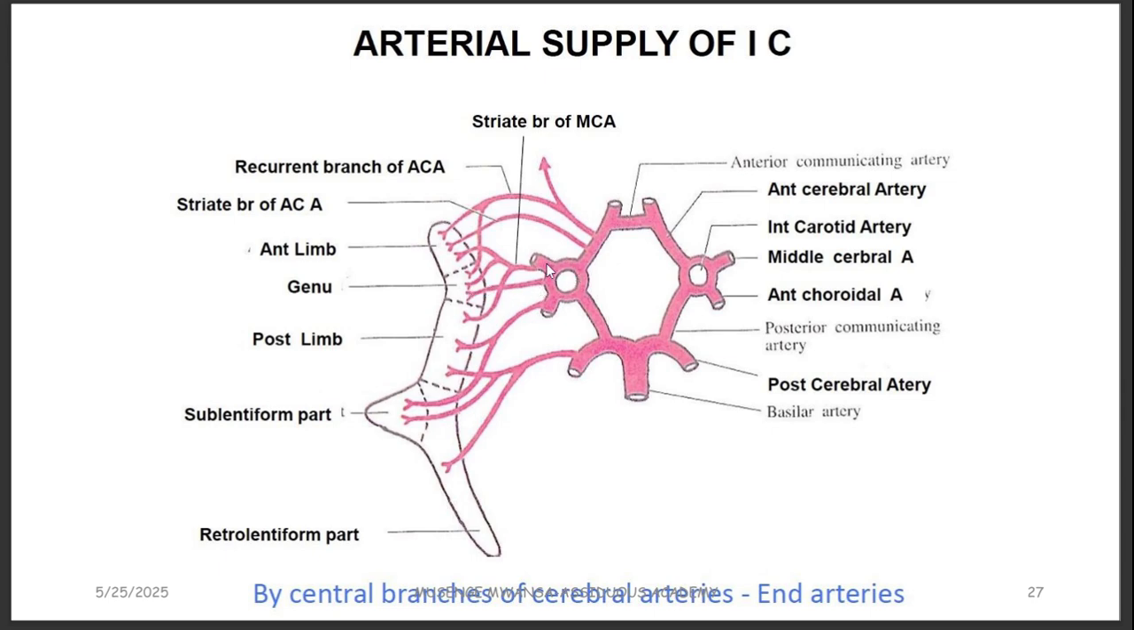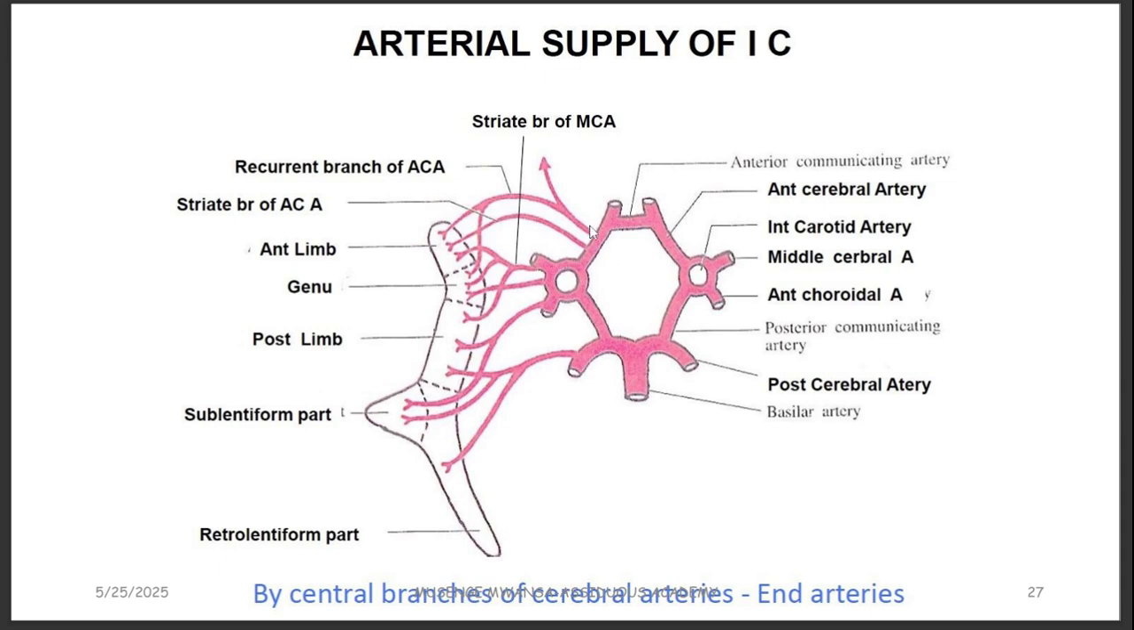And then you have, again, you can see the middle cerebral. This one is the middle cerebral. The middle cerebral is again going to supply three parts: the posterior limb, the genu, and the anterior limb. You see it looks tricky, right? Multiple choice questions come a lot from here.